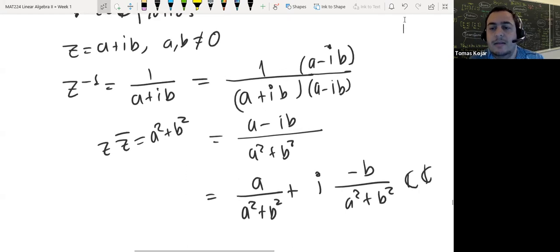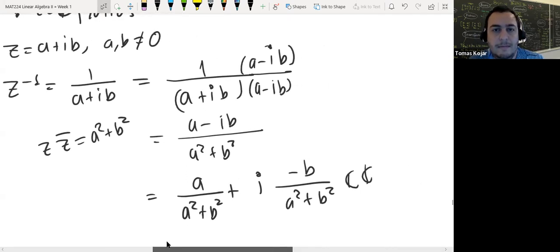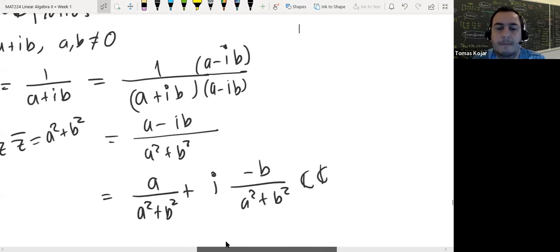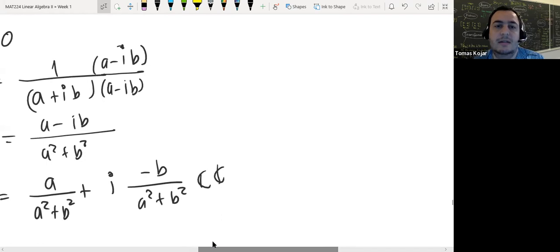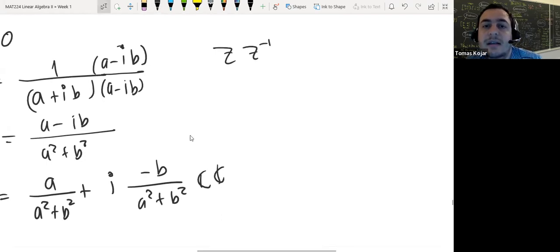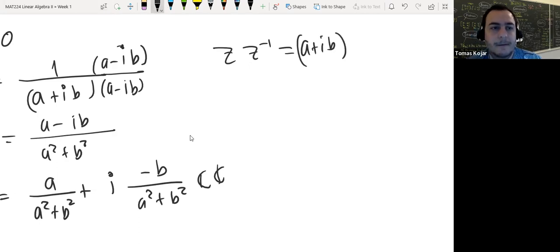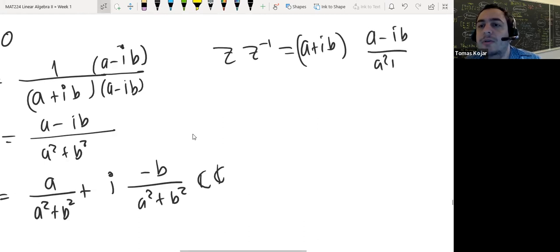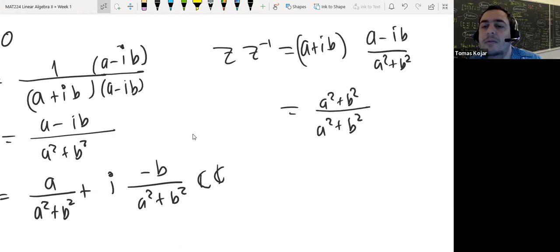So let's see why. Let me go on the right, so you can still see it. So then we have Z inverse, yeah, so you have A plus IB times A minus IB over A squared plus B squared. So A squared plus B squared over A squared plus B squared, which is 1, which is the multiplicative inverse of the complex numbers. Okay, let me write it like that.